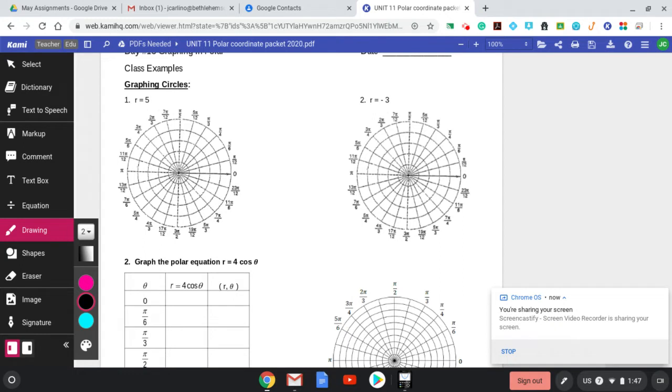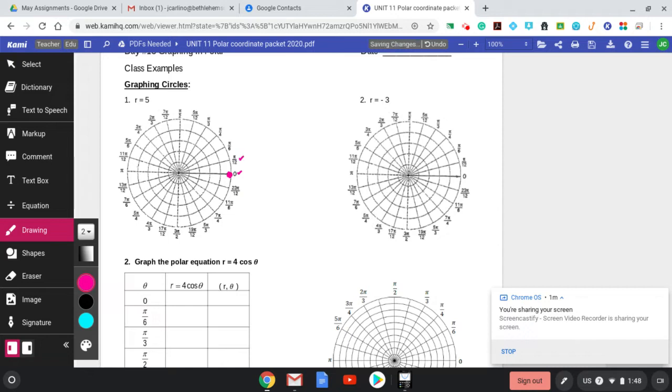Now, if you remember from our work in the second third of this unit, the r value is the distance from the pole. So no matter where I go on this grid right now, the distance from the pole will be 5. Let's say I'm at 0 degrees right here. The distance from the pole is going to be 1, 2, 3, 4, 5. There's my point. Well, hey, what about if I'm at pi over 12?